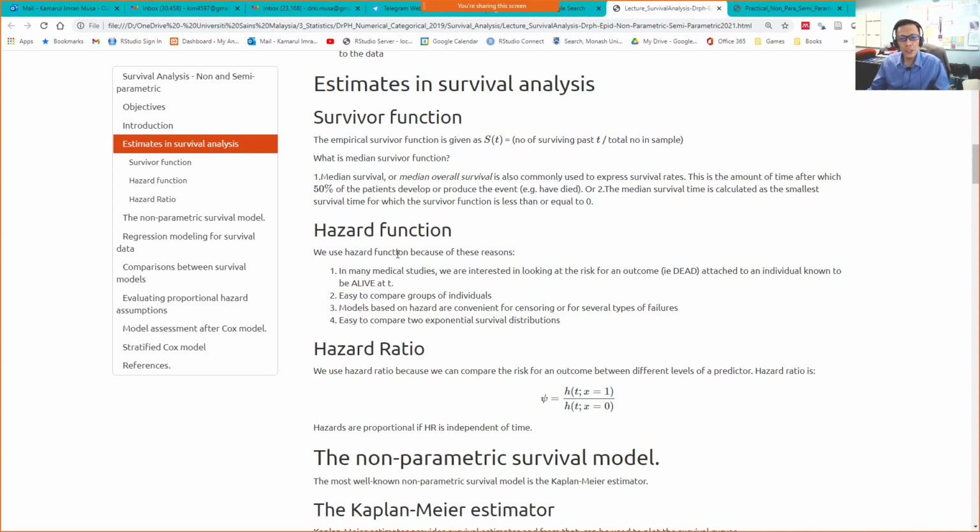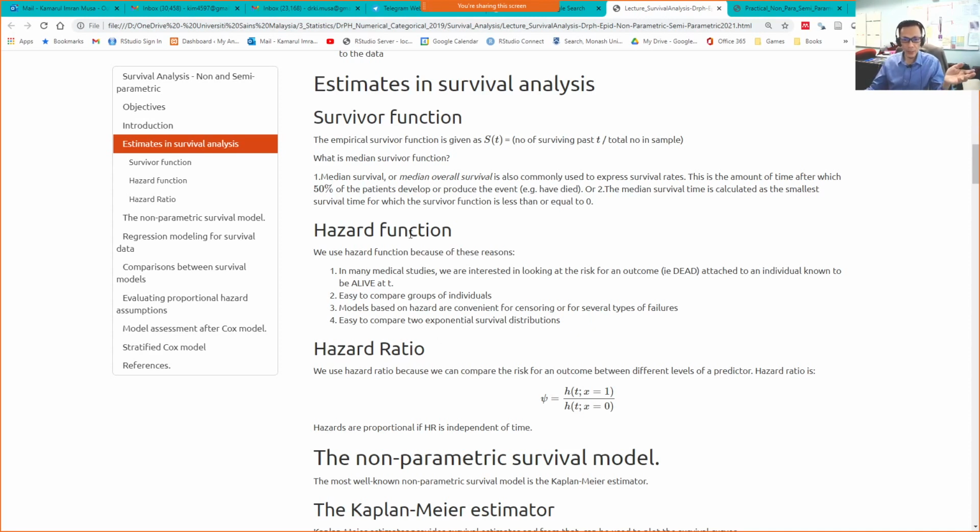The hazard function is more commonly used because we are interested to look at the risk, the risk or the hazard for an outcome, because it is easy to compare groups of individuals. A model based on hazard is convenient for censoring or for several types of failures, and it is easy to compare two exponential survival distributions.